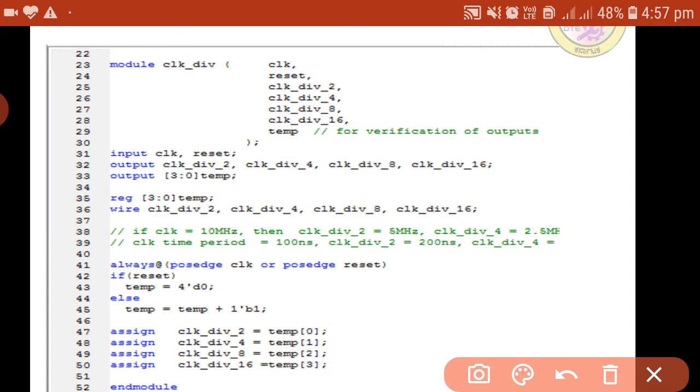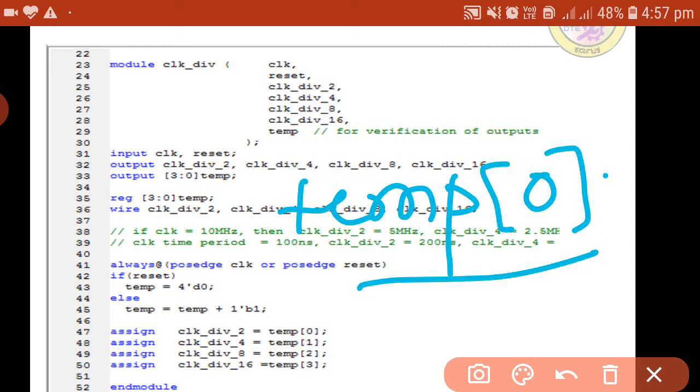So next, this is the code of a counter. How should this counter be used as a clock divider? That can be done like this: clock division by 2, the first output, can be achieved by assigning the first bit of the counter. As temp is 4 bits, the first bit of the counter is temp of 0.